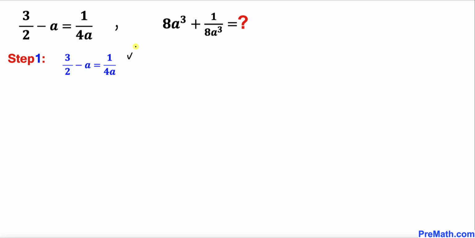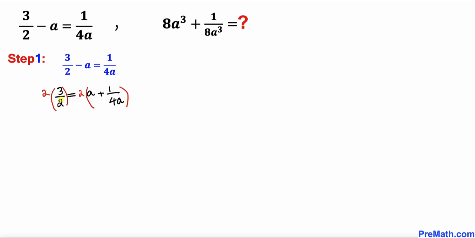And here I have copied it down, and let's go ahead and move this negative a to the right hand side. So we are going to get 3 divided by 2 equals a plus 1 over 4a. And now let's go ahead and multiply by 2 on both sides. I'm going to multiply on this side, and I'm going to multiply on this side as well.